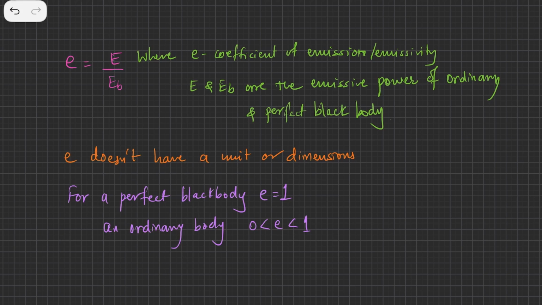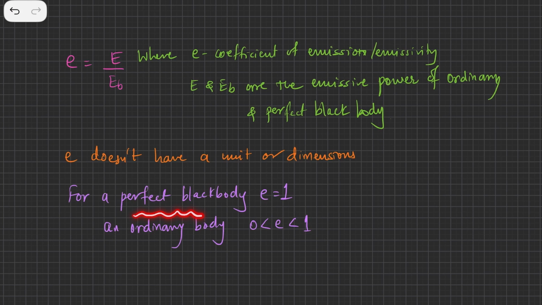And yes, if my body itself is a black body, then this will be EB, and EB and EB will cancel and you will get 1. So for a perfectly black body, the value of e is 1, but for an ordinary body, 0 < e < 1. Now why is this so? Because as we know, e = E/EB. This is our formula for coefficient of emission.